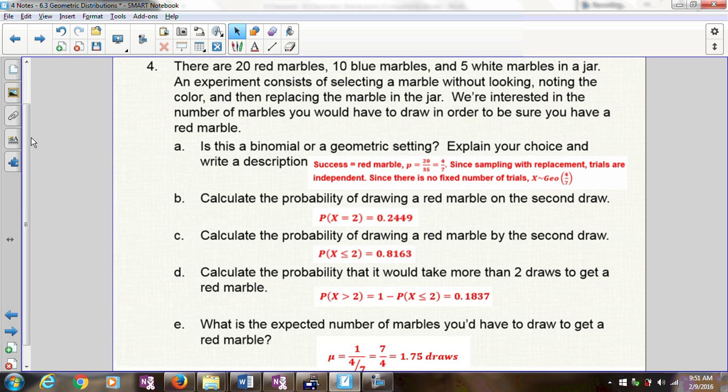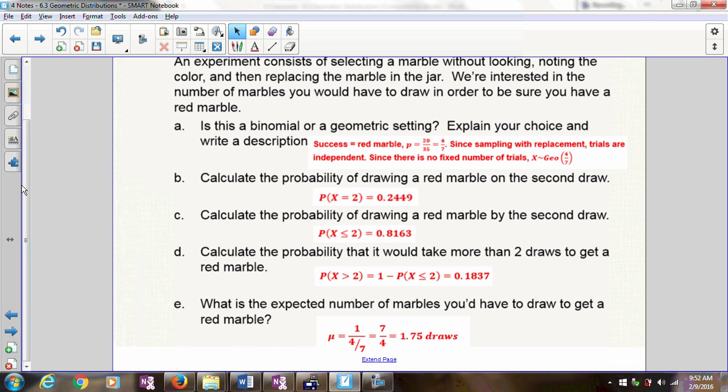We would define the success as being a red marble. The probability of success would be 20 out of 35, which is 4/7. Since we're replacing the marbles after we draw them, the trials are independent, and this is a geometric distribution with a probability of success of 4/7. And so if you take a look at the probabilities, in letter B, we're trying to find the probability that x equals 2.